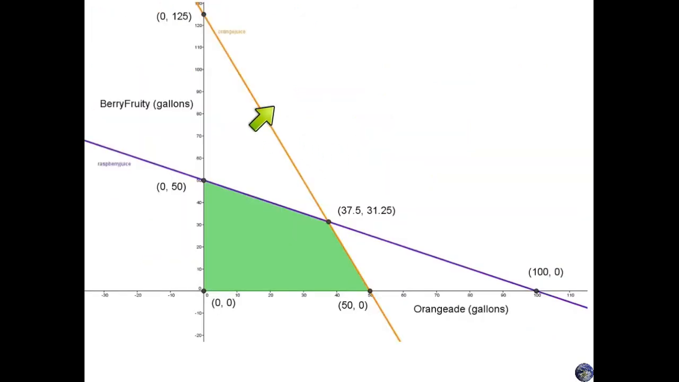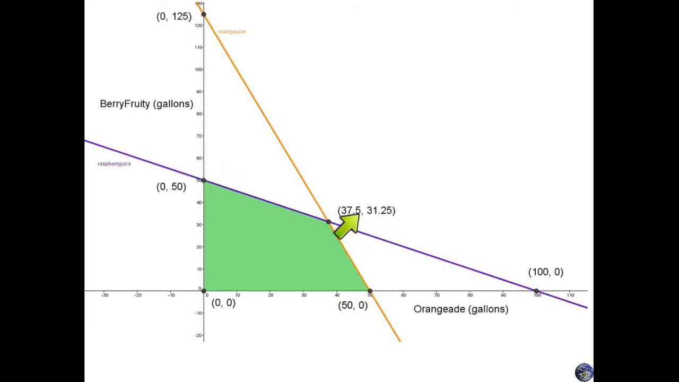Pretty much we've got it. So here is our orange juice constraint. Here's our raspberry juice constraint. Notice I've labeled my axes as orangeade and berry fruity, and I put the units on there in gallons, and GeoGebra actually found the intersections for it.